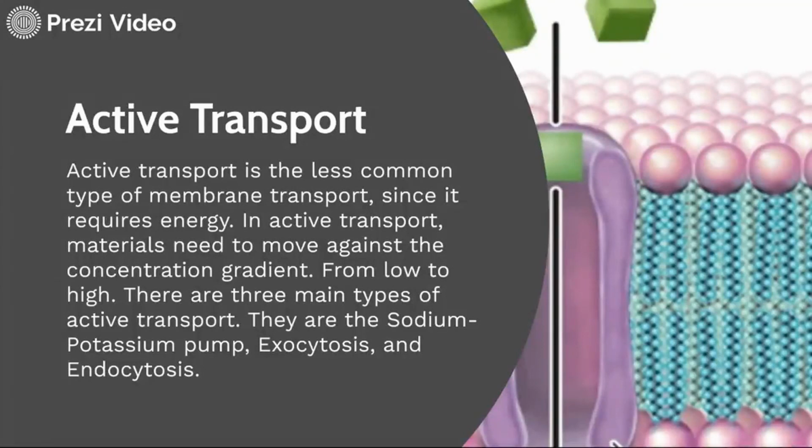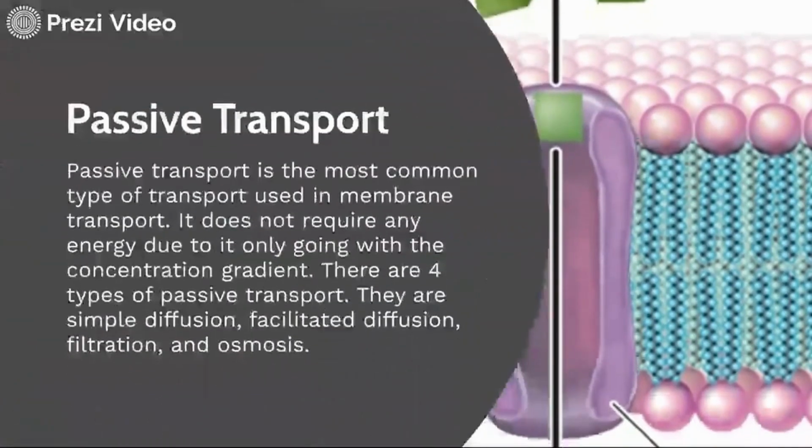In active transport, materials need to move against the concentration gradient, from low to high. The reason it is active is because it requires energy to move against the concentration gradient, for example, ATP. Three main types of active transport are the sodium-potassium pump, exocytosis, and endocytosis. We'll show you two types of active transport in the future, exocytosis and endocytosis.